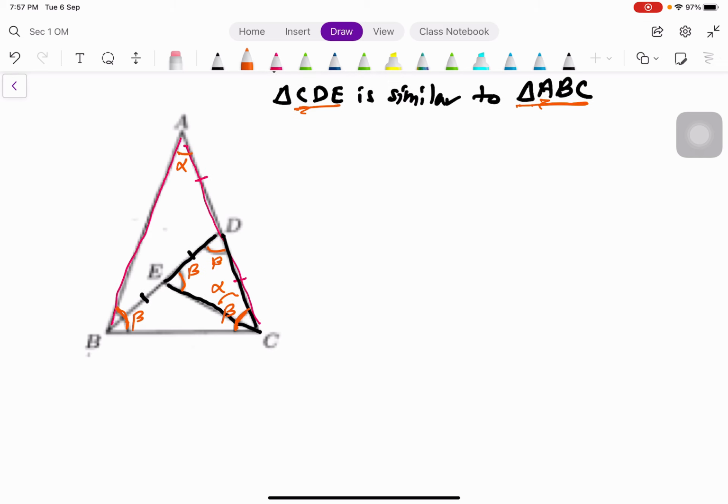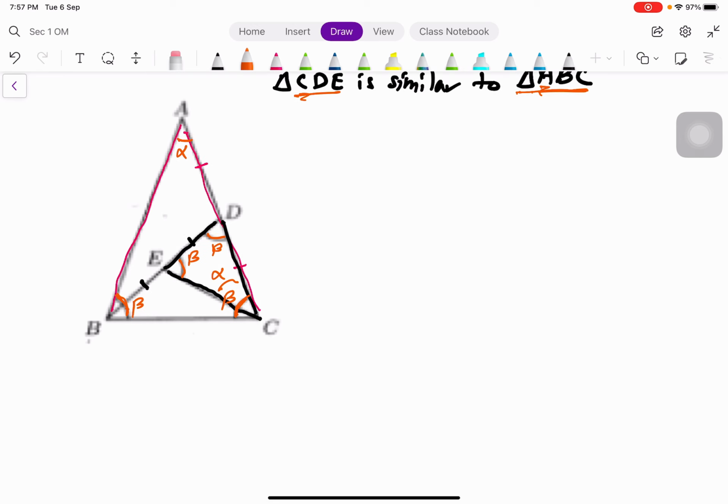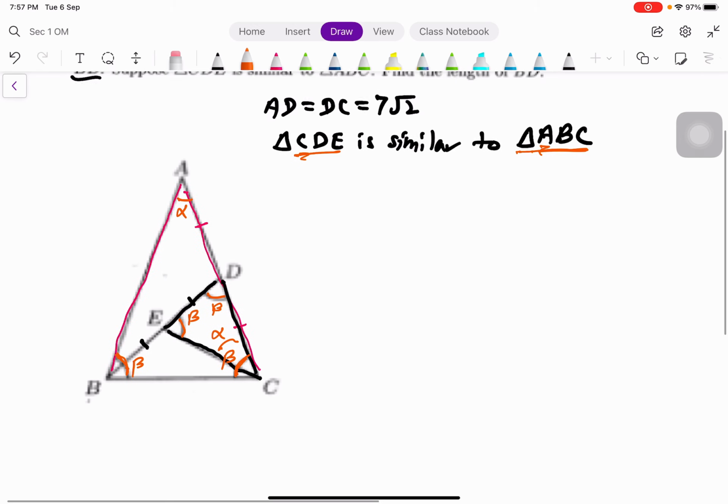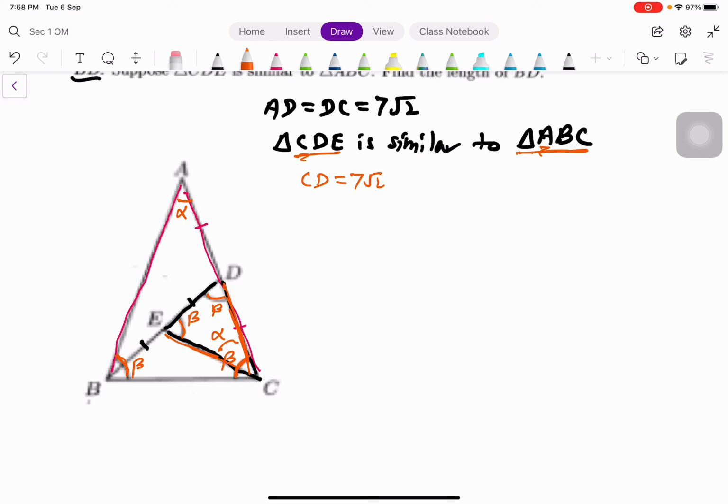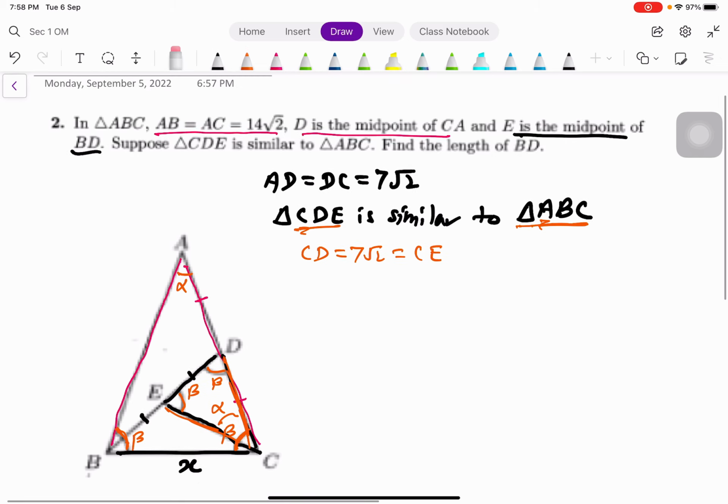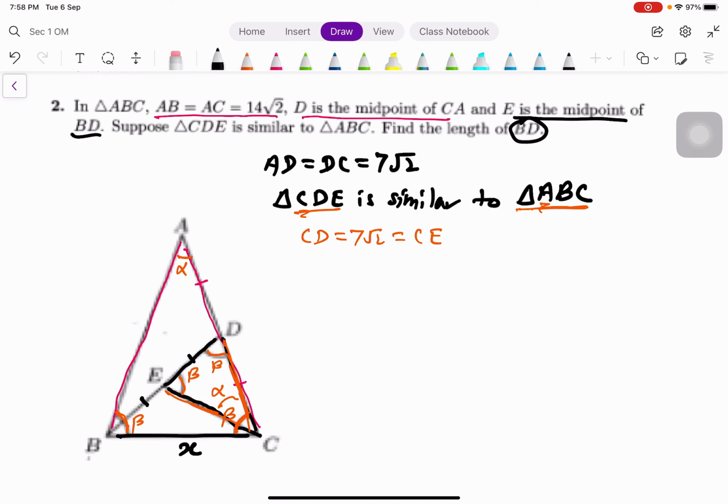What does it mean? We know that CD is equal to 7 square root 2, therefore CD must be equal to CE. Now I can let the length BC be X, because your job is to find the length of BD. But let me find X first.